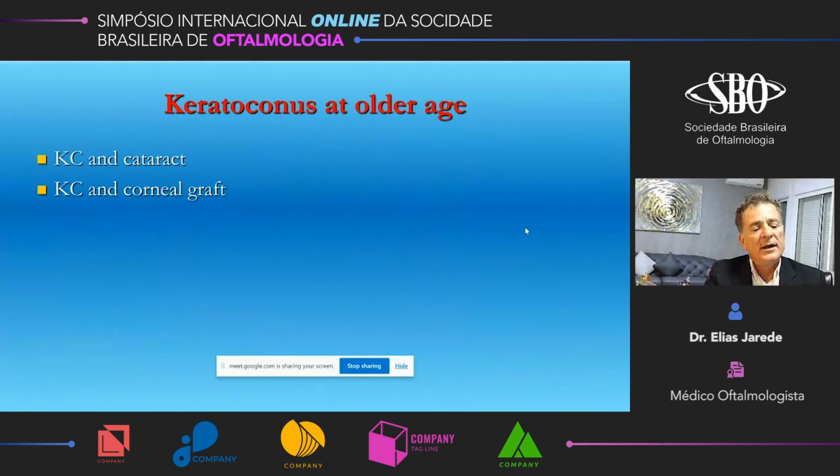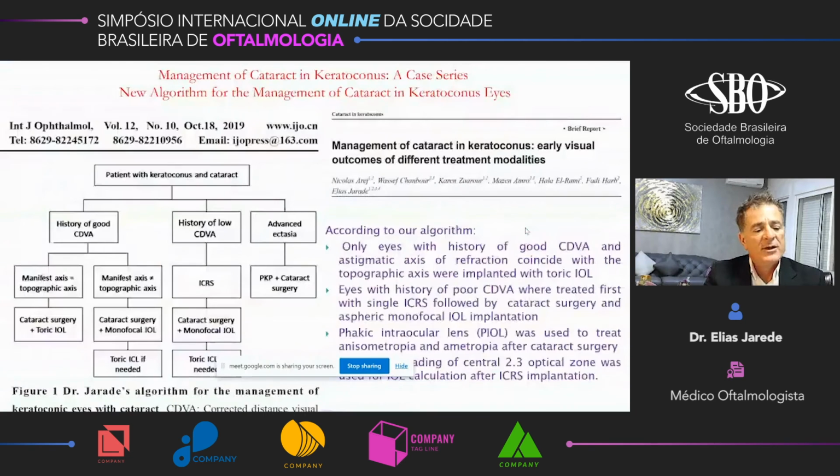Well, in the elderly group, how do we approach, mainly at the time of cataract? Worth mentioning in our nomogram, which has been published as well, that only eyes with good corrected visual acuity by history, and an astigmatic axis which coincides with the topographic axis, should be implanted with a toric IOL. So again, we need a refractive axis of astigmatism that coincides with the topographic axis.